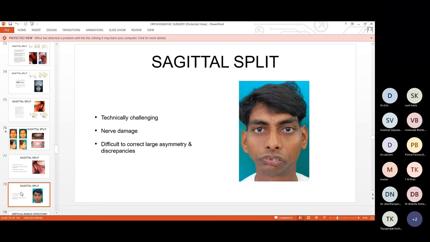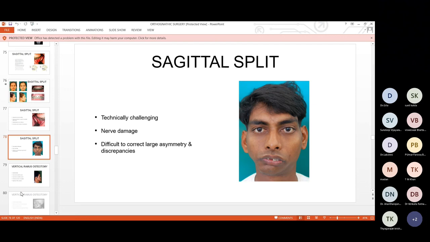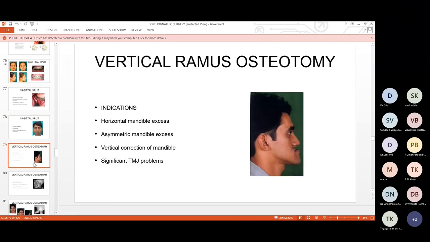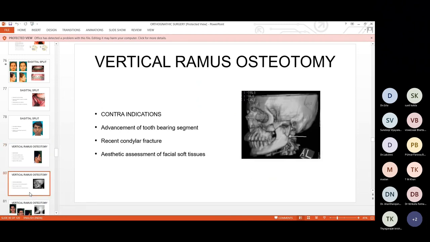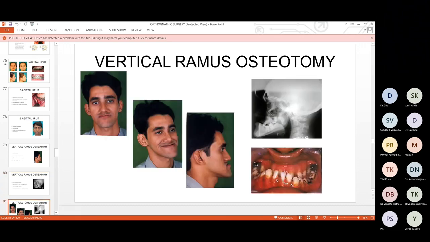It is a bit technically challenging, and you should always keep the inferior alveolar nerve in the back of your mind. And it is extremely difficult to correct large asymmetry and discrepancies, which I already told you in the last slide. In a case like this, with very severe maxillary hypoplasia as well as severe prognathism of the mandible, it is better to do a vertical ramus osteotomy. It's a much simpler procedure. And what are the contraindications? Any previous fractures in and around that area, and aesthetic assessment of the facial soft tissues will tell you whether to do it or not.